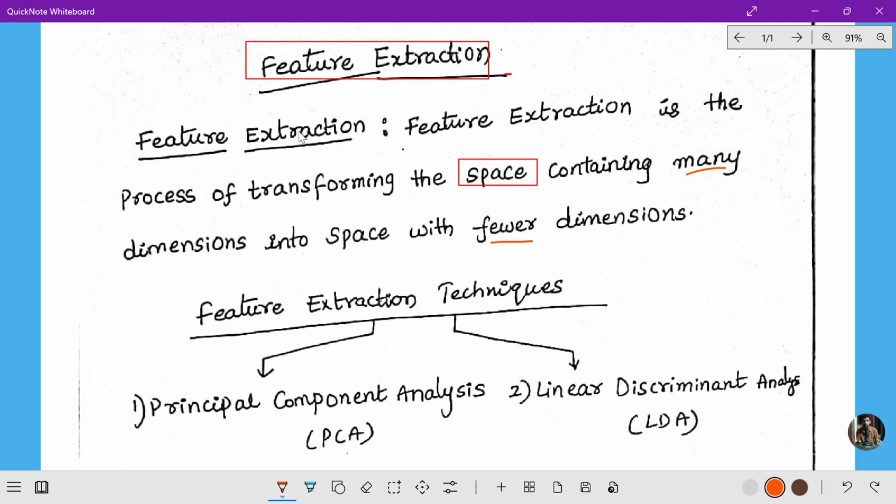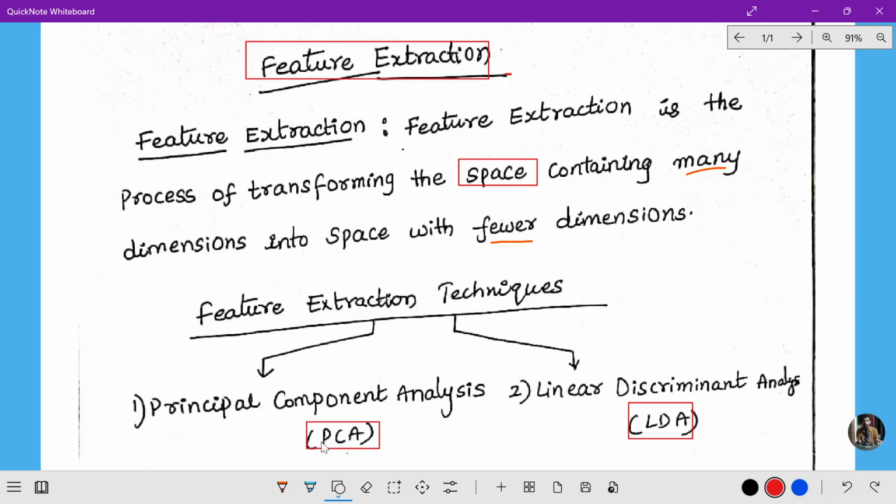So in feature extraction, we are going to reduce the space. Simply we can say we are going to reduce the space. In order to achieve feature extraction, we have two methods. The first method is called PCA and the second method is called LDA.